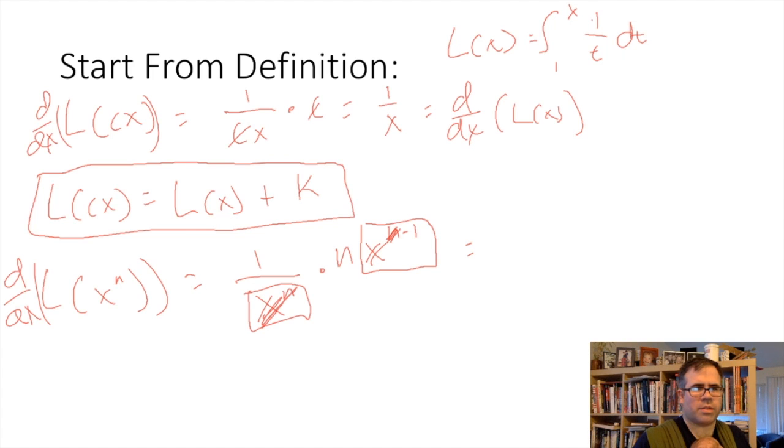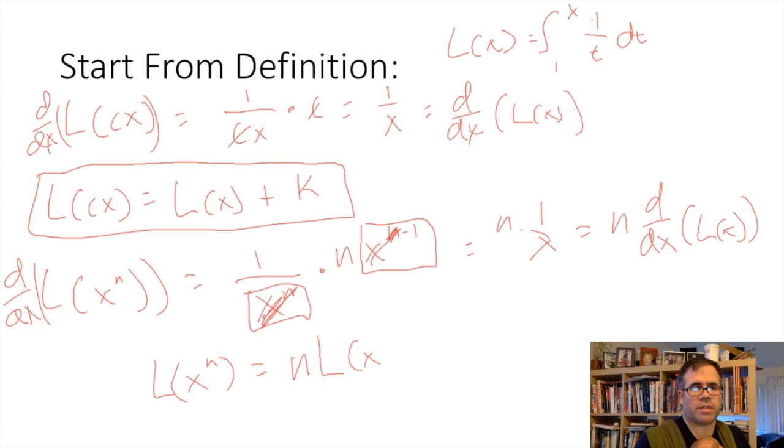So that's just equal to n times 1 over x, which is exactly the same as n times the derivative of L of x. So from this, we know that L of x to the n has to have some relationship where it's n times L of x. That's a heck of a property right there.